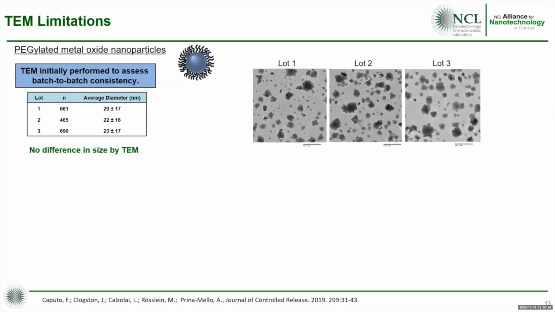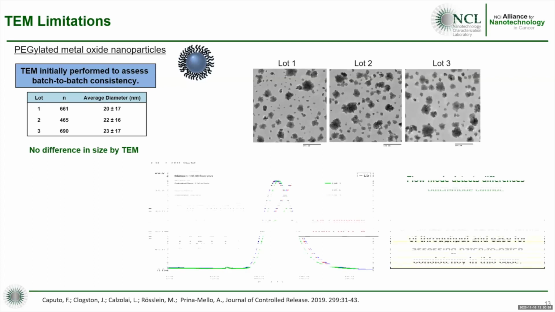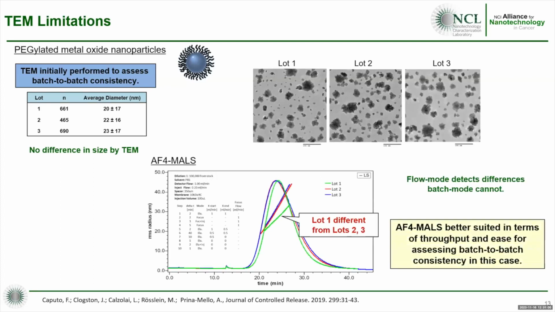And here is an example of the limitation of TEM. This comes by way of a PEGylated metal oxide nanoparticle. We were asked to look at 3 different lots and to see if TEM can be used to assess batch-to-batch consistency. I show you here lot 1, 2, and 3, the TEM micrographs, and then you can measure the average diameter. They look the same, correct? You really can't tell or discern any differences between these 3 lots. However, if we use AF4, which can separate based off of size and in line with MALS, multi-angle light scattering, you can look at the size distribution across the peak shown here.